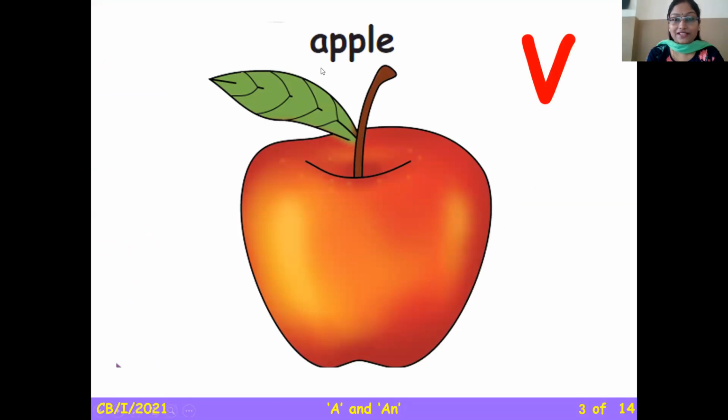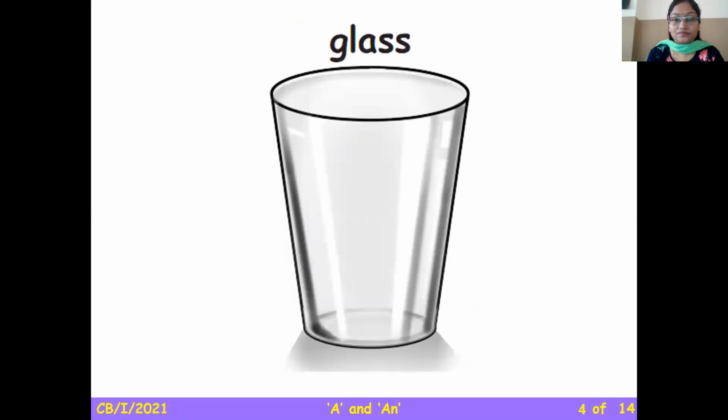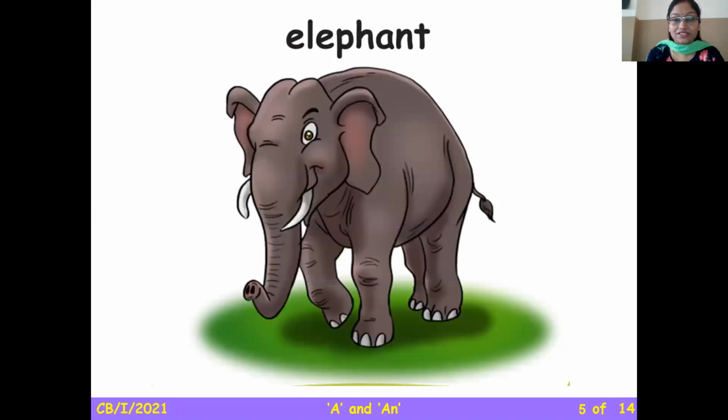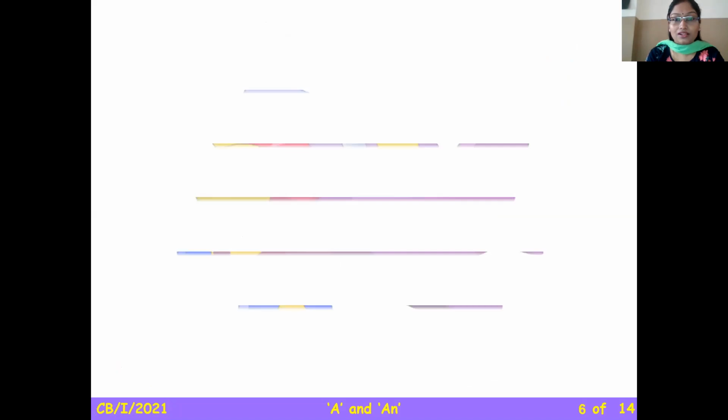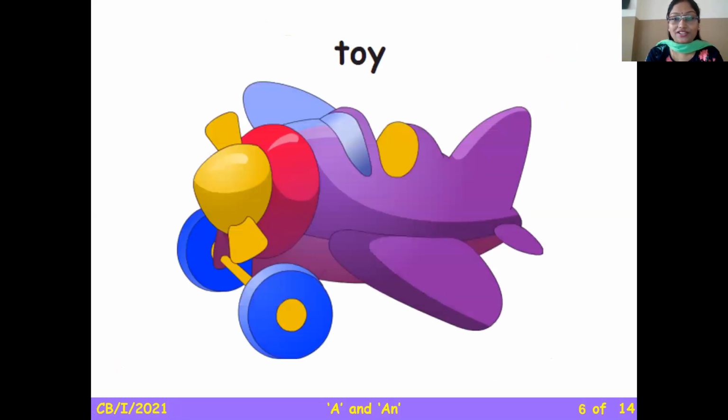What's the first letter of the word? A, that is a vowel. The next picture is a glass, and the first letter, that is G, is a consonant. Yes, the next picture is an elephant, and the first letter E is a vowel. Your favorite picture is a toy, and the first letter is a consonant.